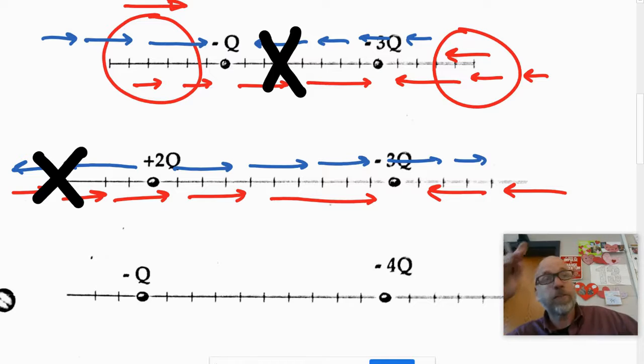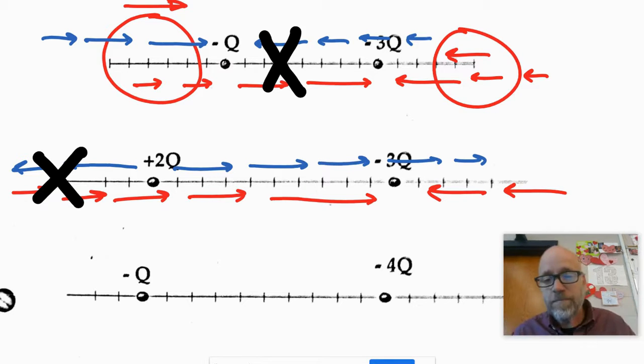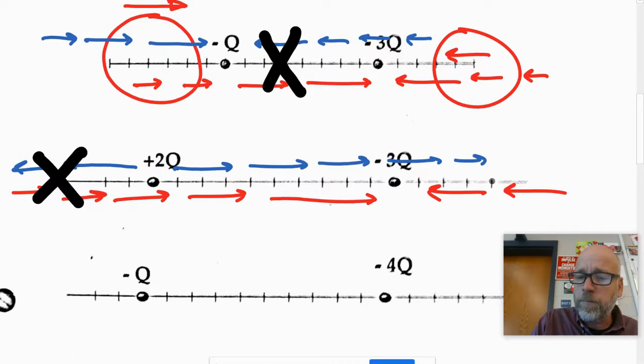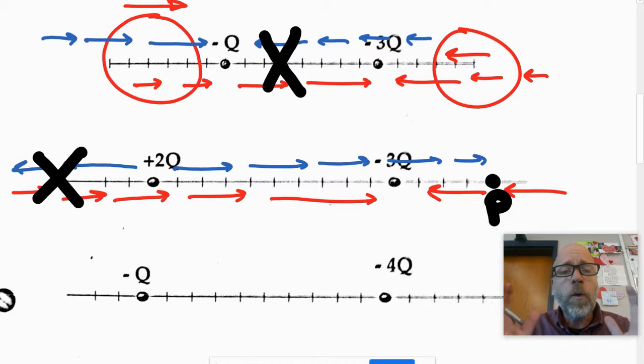Now, if we were in class, I'd look out and I'd see the confused look on your faces. And I have to explain it this way. Look, let's look at the place it's not, over to the right of the minus 3Q. If I'm over in this position right here, let's call that position P for position. It's always going to be closer to the minus 3 charge, which is always going to be bigger.